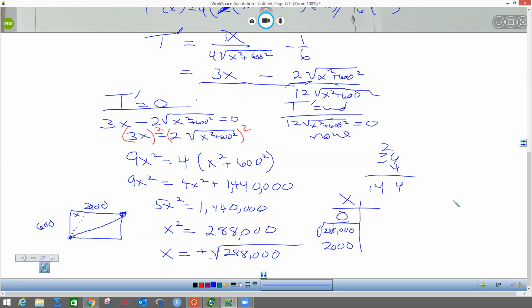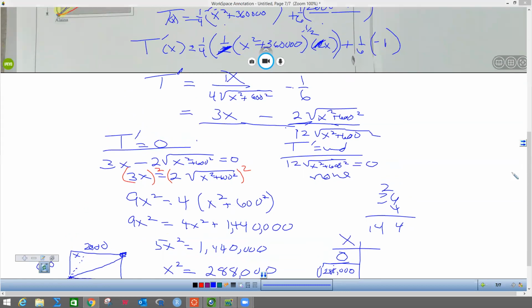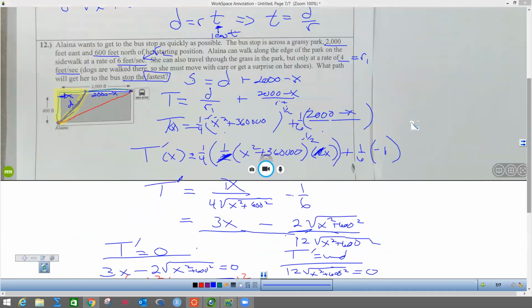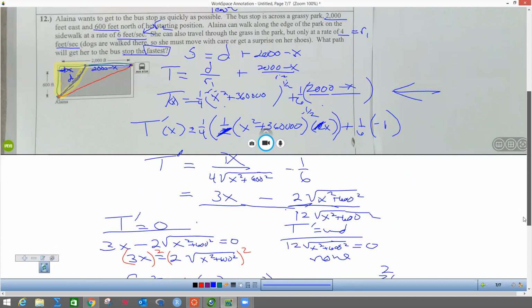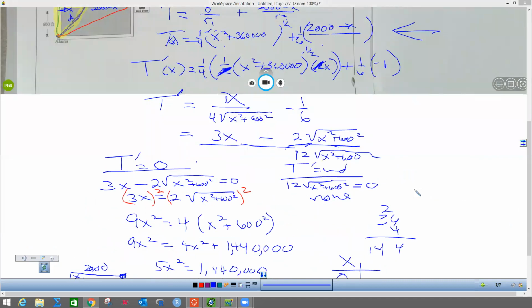And now I want to do this to minimize my time, which is this function right here. I'm wanting to minimize this one. So let's minimize this thing. So I'm going to write that function down here again. So I got t of x equals 1/4 times the square root of x squared plus 600 squared. And then it was plus 1/6 times 2,000 minus x.